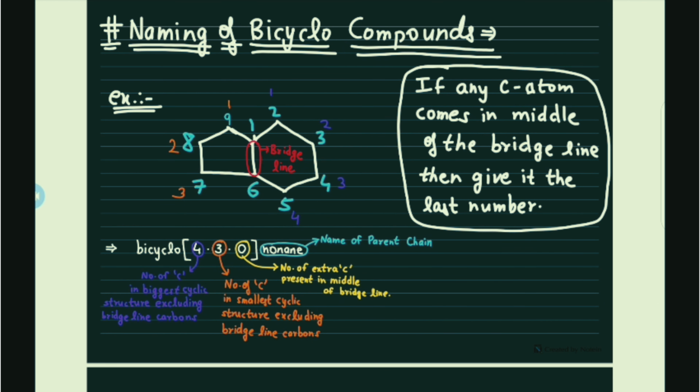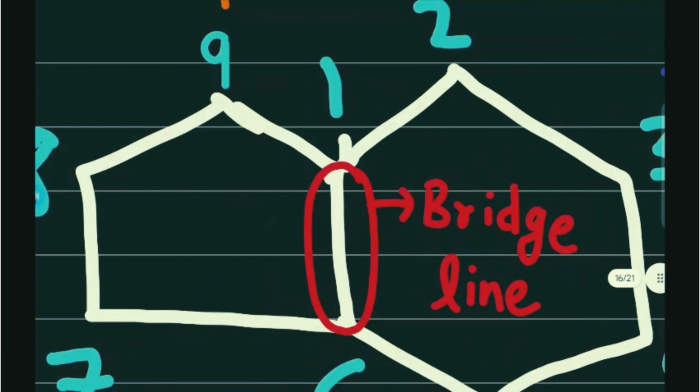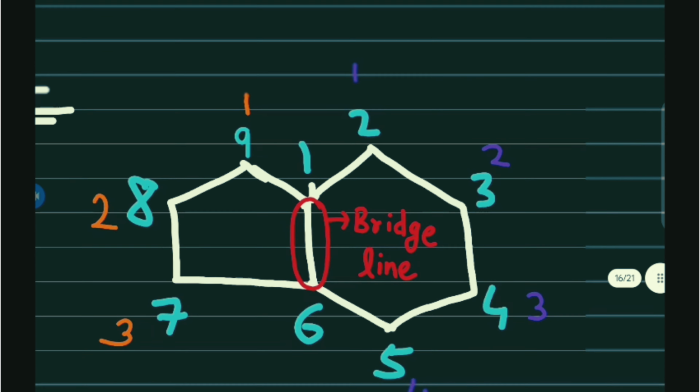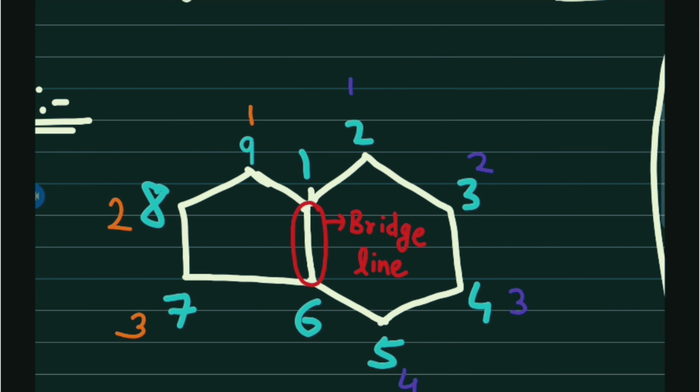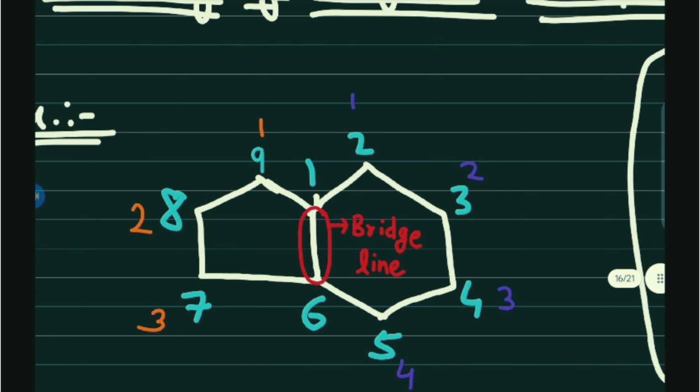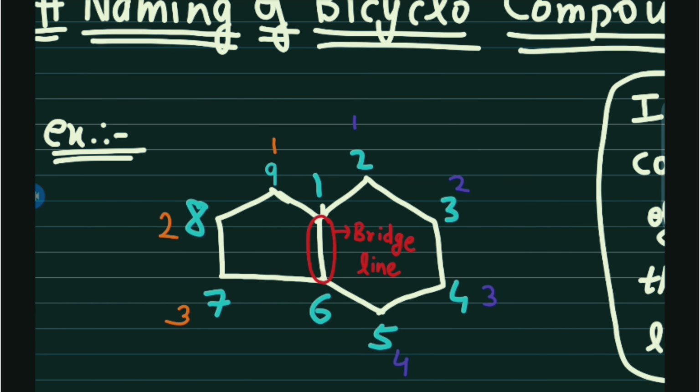First thing, you note that if any carbon atom comes in the middle of the bridge line, then give it the last number. Means if this bridge line has another carbon, the 10th carbon, then I would give it the number 10 and I would number the chain in the order I have numbered now. Now you would be thinking, why have I written 1, 2, 3, 4, 1, 2, 3 again and again when I first number the chain?